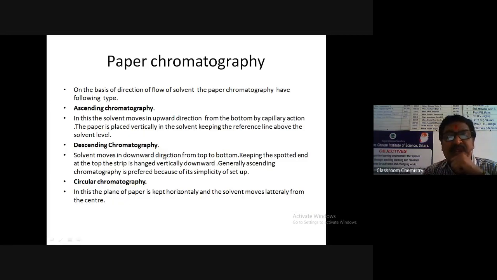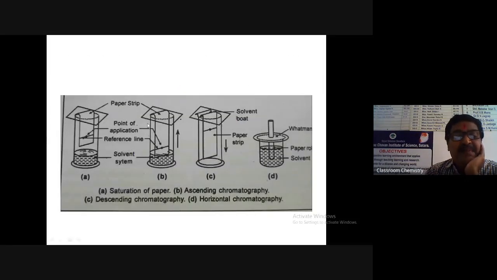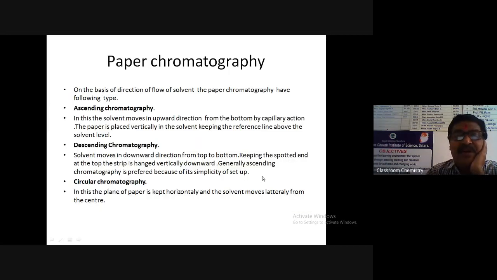So solvent moves in downward direction from top to bottom, keeping the spotted end at the top, and the strip is hanged vertically downward. Generally, ascending chromatography is preferred because of its simplicity of the setup. So तुमच्याकडे 2 प्रकारचे आहेत. ही जी आहे तिला आपण म्हणतो असेंडिंग क्रोमॅटोग्राफी, हिला म्हणतो आपण डिसेंडिंग क्रोमॅटोग्राफी. जनरली असेंडिंग क्रोमॅटोग्राफी आपण वापरतो कारण त्याचा सेट बनवणं हे खूप सोपं असतं. त्याच्यानंतर तिसरा जो टाइप आहे त्याला आपण म्हणतो circular chromatography or horizontal chromatography.